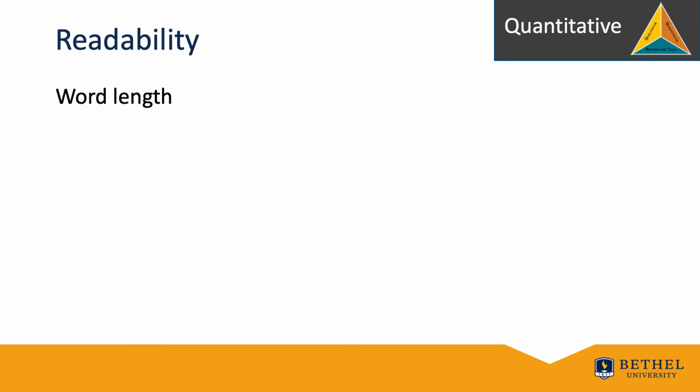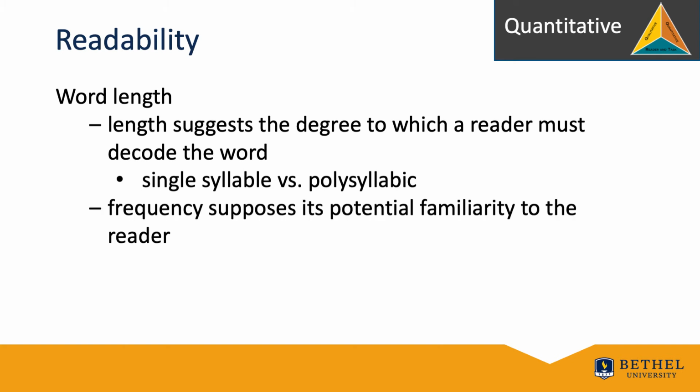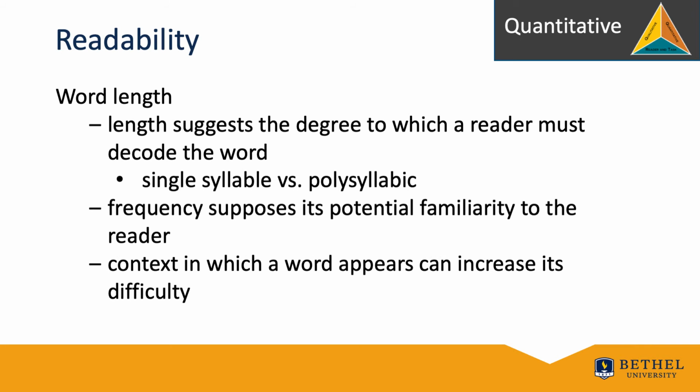One important aspect of determining the quantitative readability is word length. Length suggests the degree to which a reader must decode the word, a single syllable versus a polysyllabic term. Frequency supposes its potential familiarity to the reader. The more often it occurs, the more likely it will be simpler. Also, the context in which a word appears can increase its difficulty.